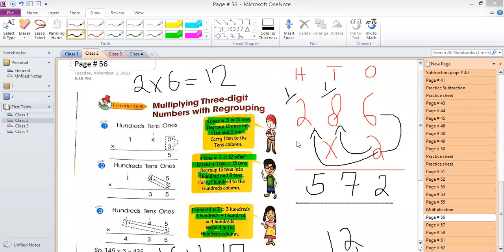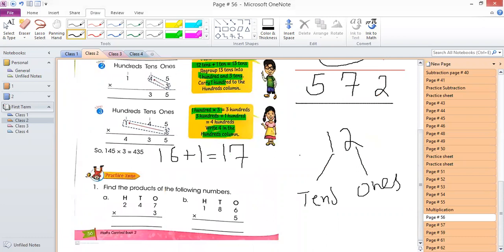That's very good. Now, we will go for question number one on page number 56. So guys, please take out your books, open your books, page number 56. We are going to complete question number one from the practice zone. Open page number 56 of your book. Did you open the book? Yes, sir. That's very good, guys.